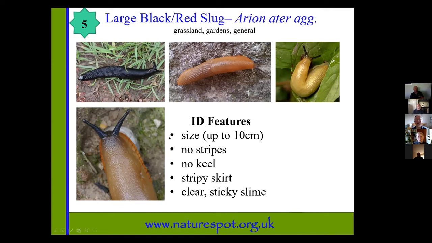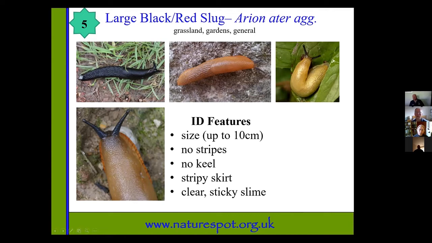And also, it's actually an aggregate of two species, the large black slug, Arion ater, and the large red slug, Arion rufus. And they're impossible to tell apart visually. You have to dissect them. And so that's not something that most people are going to do. So for that reason, we record them as an aggregate, Arion ater agg.